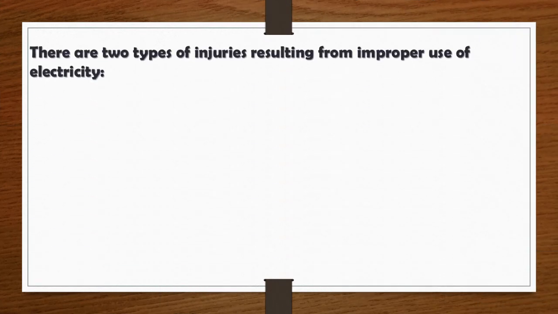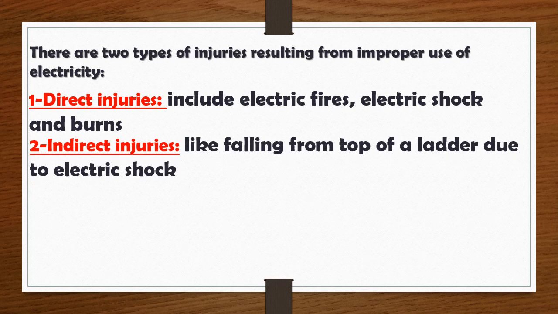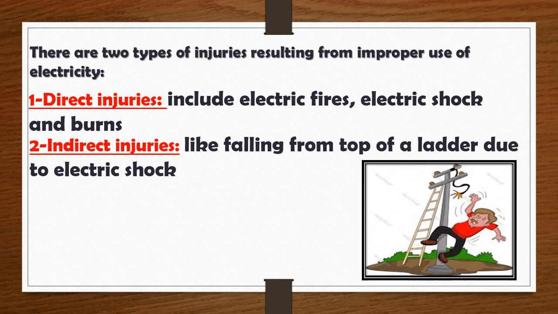There are two types of injuries resulting from improper use of electricity. Number one, direct injuries, and number two, indirect injuries. Direct injuries include the electric fires, electric shock, and electric burns. Indirect injuries are like falling from the top of a ladder due to electric shock. So falling from the top of a ladder is considered an indirect injury.